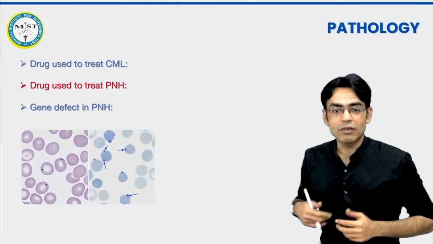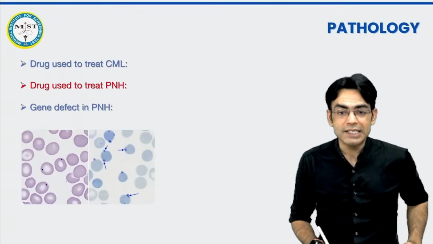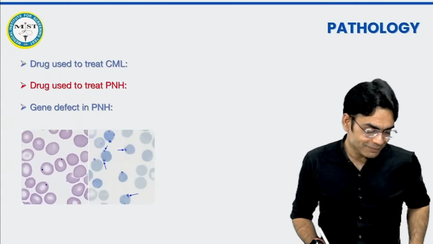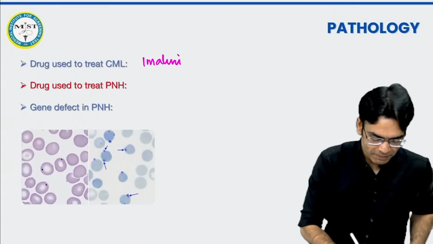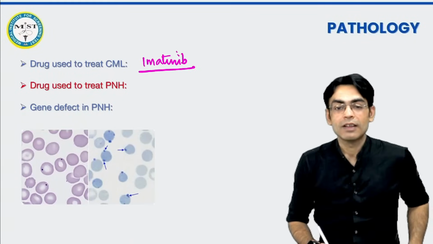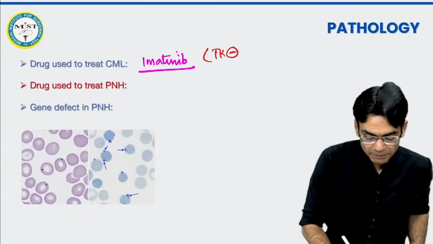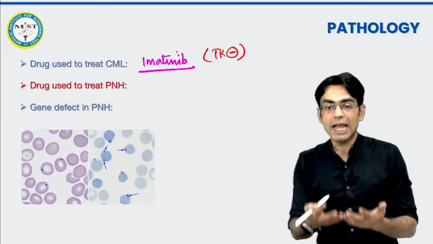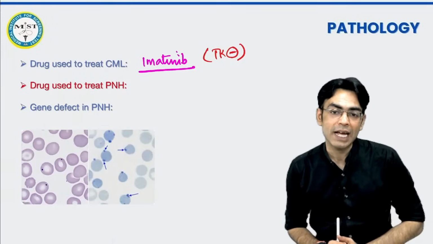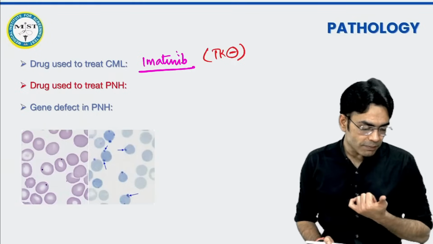What is the drug which you are using to treat the CML? So drug used to treat the CML, very good, imatinib. This is a tyrosine kinase receptor inhibitor. Because in CML, due to translocation 9;22, we are having excess proliferation of tyrosine kinase receptor, and we are blocking it by this. What is the drug?